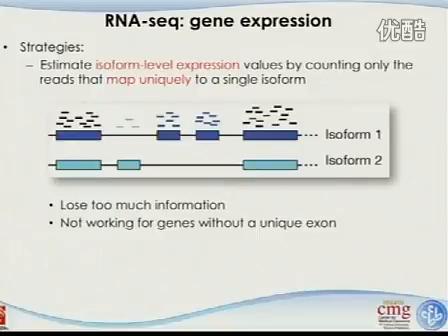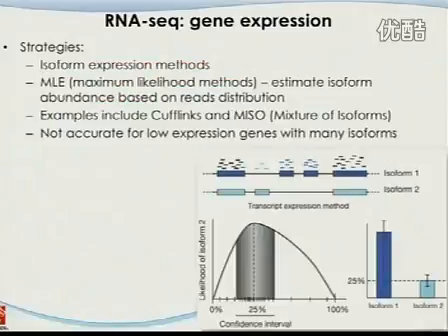But the point is that there are a lot of genes that have more than 3, more than 4 different isoforms. Those are pretty common. But how do we reallocate those reads back? It becomes really, really tricky. And the next strategy is better. It's called isoform expression methods.